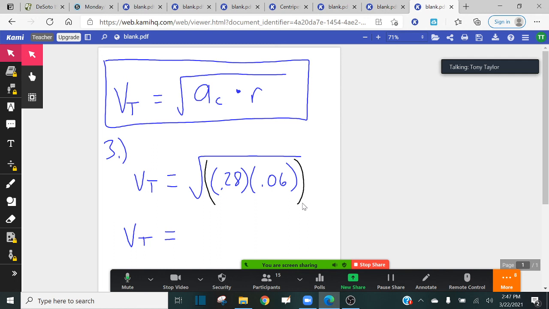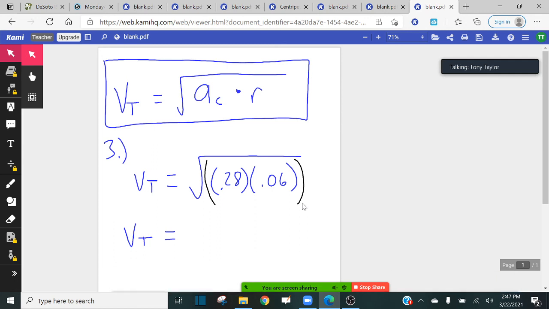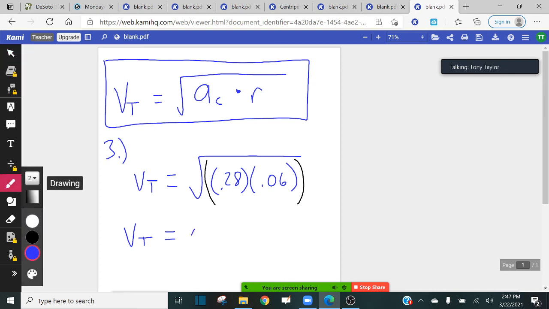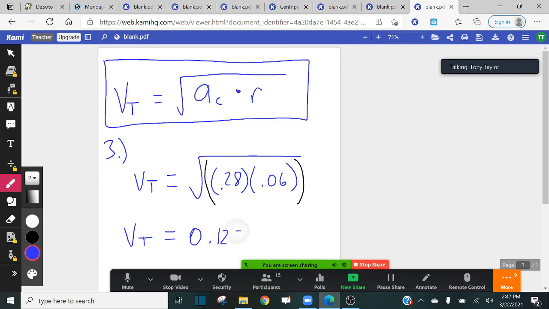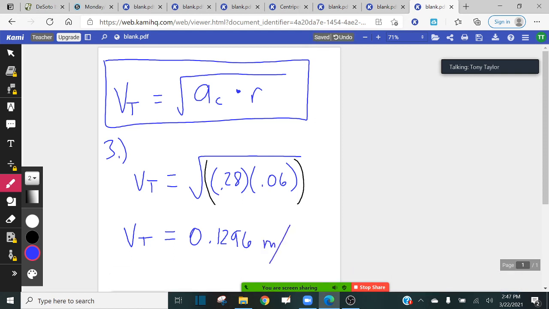Yeah, Jerry, I got what Angelina and Stephanie got. How did you get 0.03? Yeah, Angelina and Stephanie, you're right. It's 0.1296. Of course, and remember, guys, since this is velocity, the units are meters per second. Jerry, did you see where you went wrong?